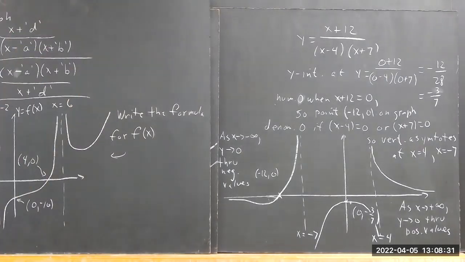There we go. Now we want to write a formula for this function. Well, we can identify our asymptotes. They're going to be at x equals negative 2 and x equals 6. They're right here smiling at us. And we can identify our x-intercepts, negative 4, 0, and 4, 0.